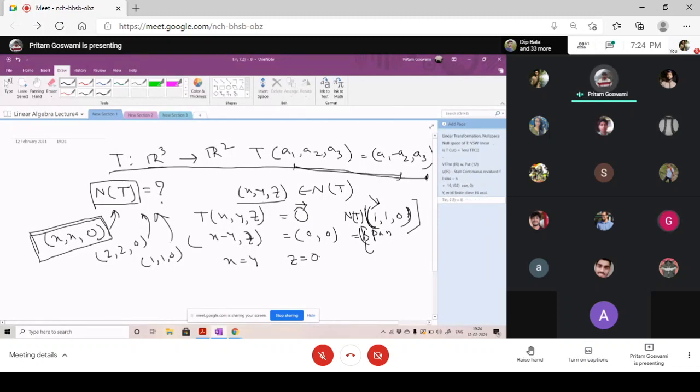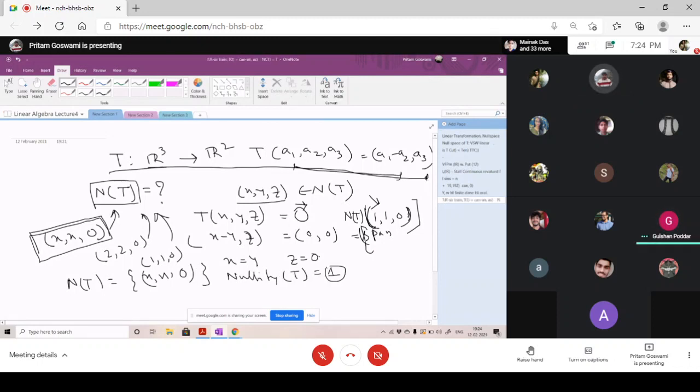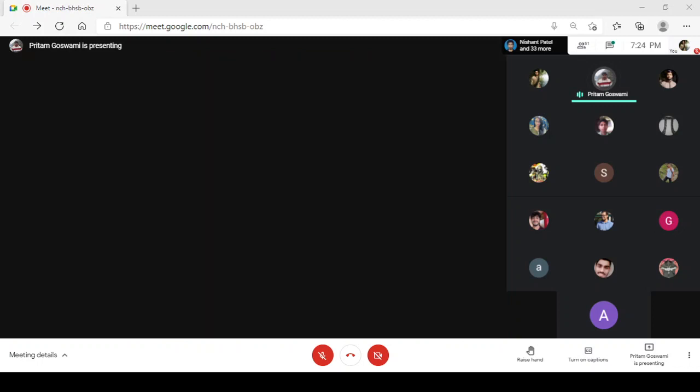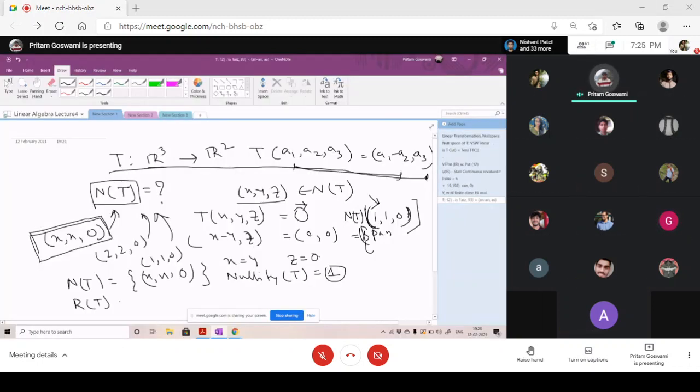The null space you have got. Null space of T is the elements (x, x, 0), and the nullity of T is 1. You have got this. But now my question is, what about the subspace R(T), the image of T? Suppose the image is the whole R2 space.